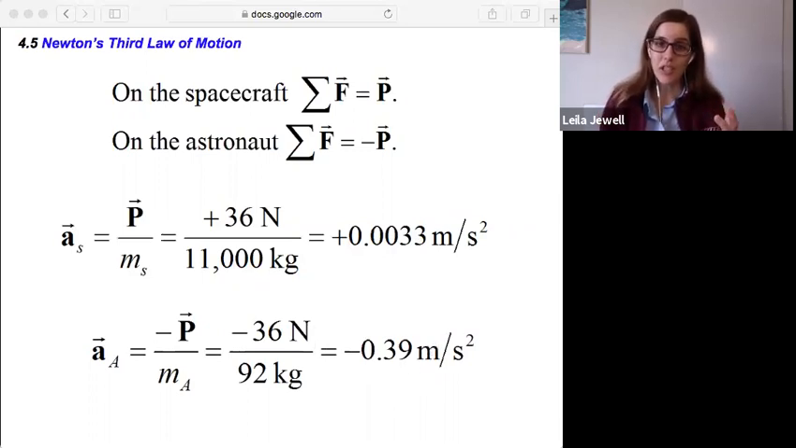So there we see Newton's third law of motion, or every action has an equal and opposite reaction.